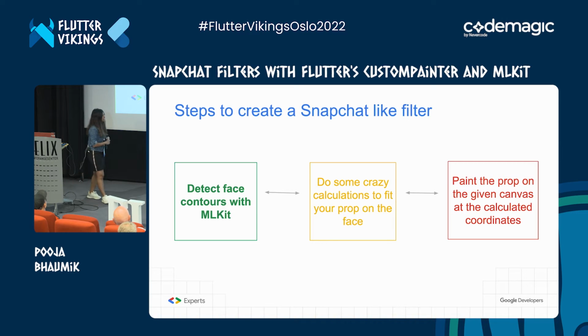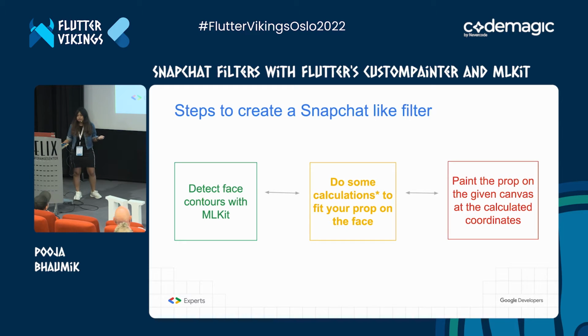All right, so let's see what we are going to be covering here. The first one is detecting the face contours with MLKit, and they do a great job. There is a package for it. So basically, it tells you the structure of your face. And once you have figured that out, you do some calculations to fit your prop on your face. So it could be the hat, like I showed, or sunglasses, or maybe a lip color, whatever it is. Once you have figured out the face contours, the eye contours, or whatever, you can place some object on top of it.